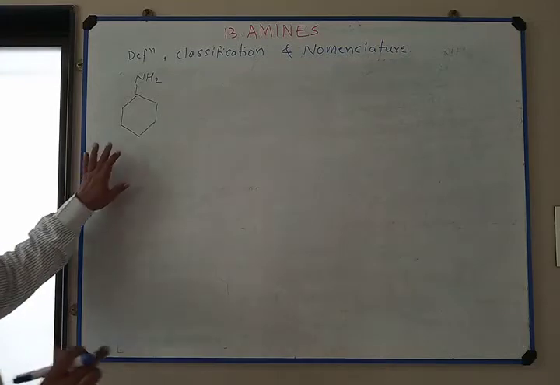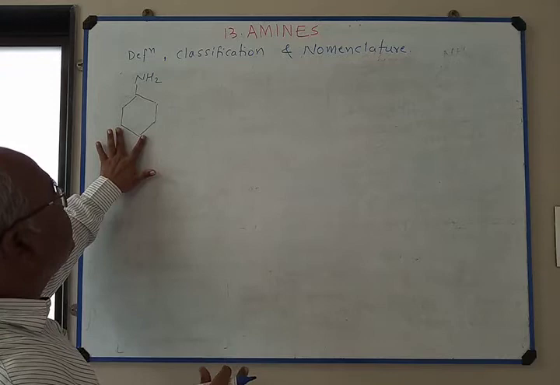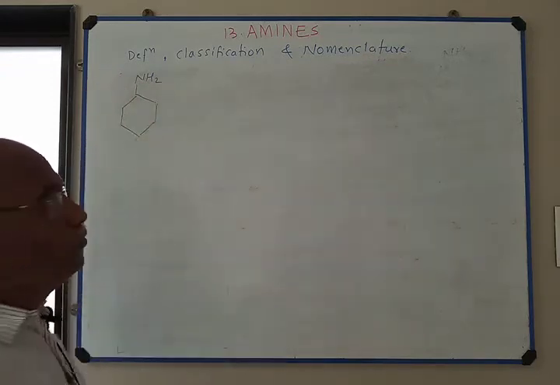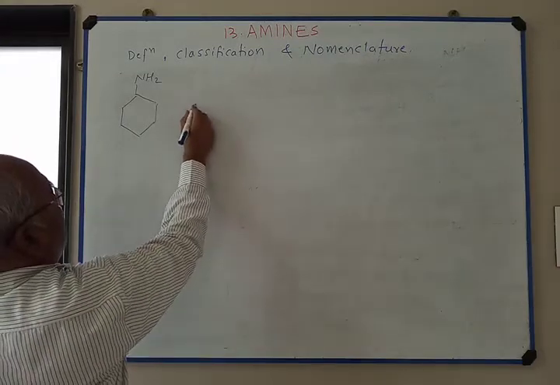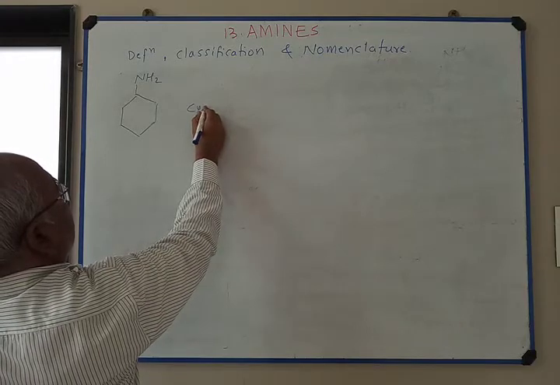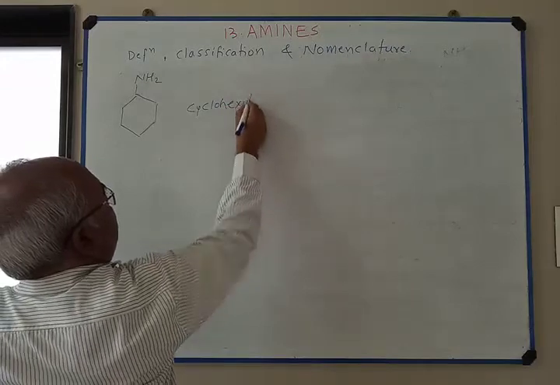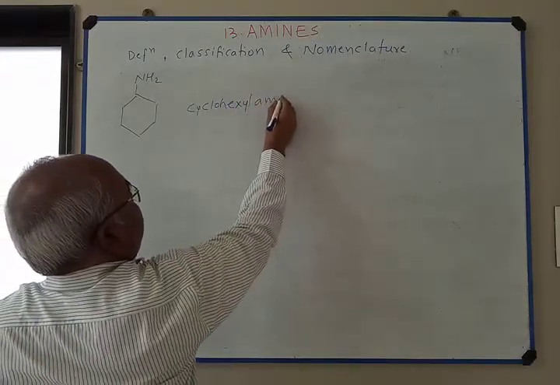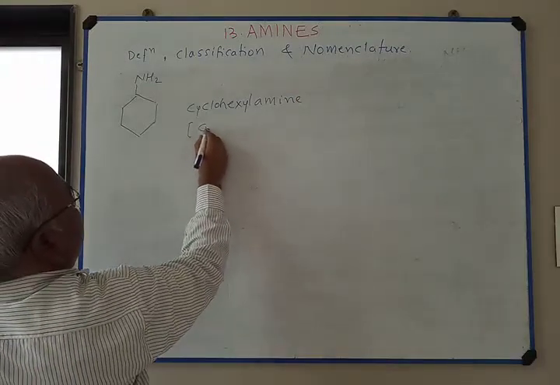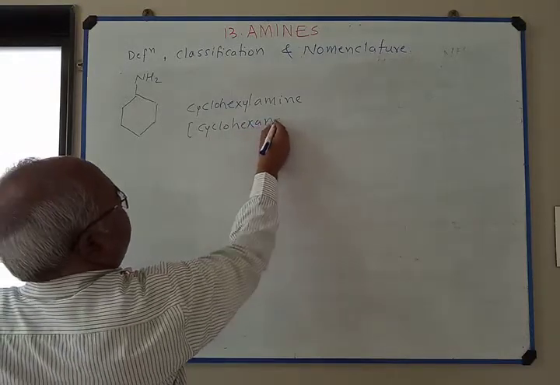So here is one more compound. This is cyclohexane. To this cyclohexane, NH2 group is attached. Therefore, the name of the compound is cyclohexyl amine. And the IUPAC name is cyclohexanamine.